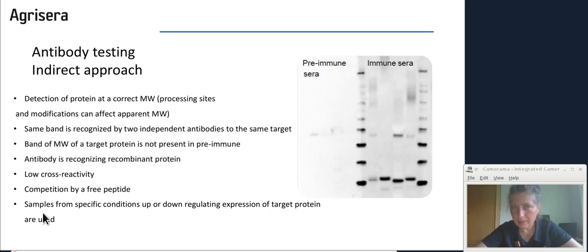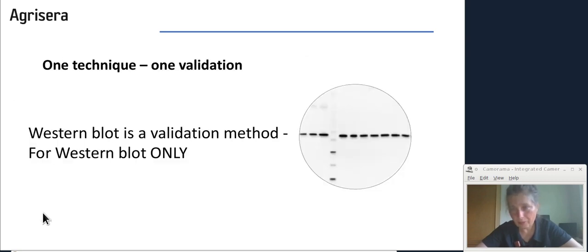But please remember, these are all indirect approaches of antibody validation. And also, remember that Western blot is only a validation method for Western blot. Antibodies have to be validated separately for each technique. So if an antibody produces a clean pattern in Western blot, it does not mean that it will perform well in immunohistochemistry, because it all depends upon antigen exposure, which may be different depending upon the technique.